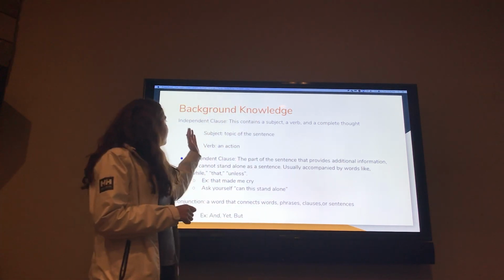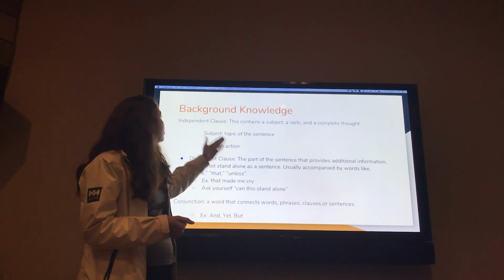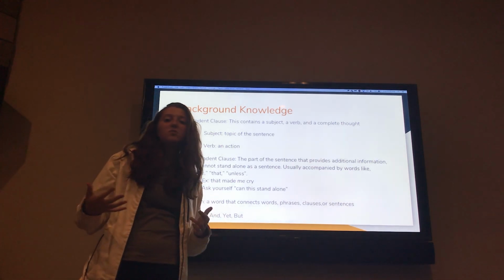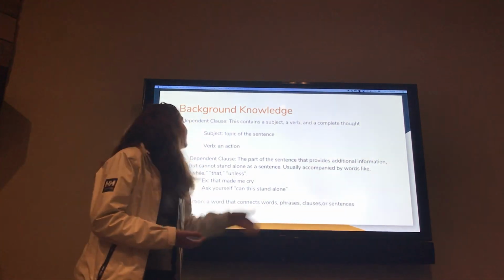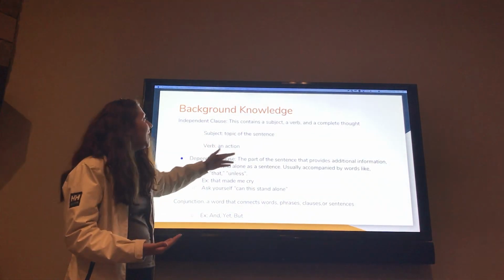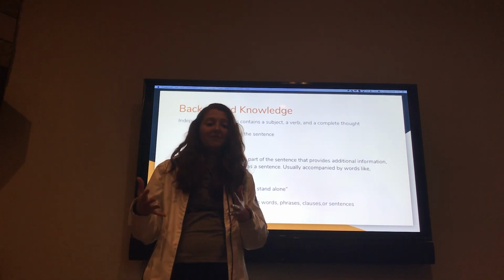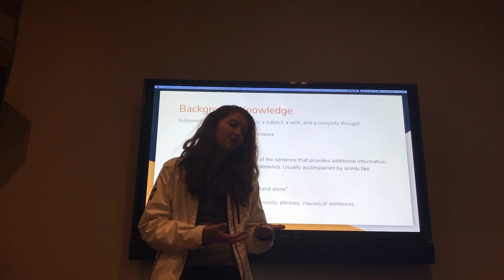So, to define subject, it's the topic of the sentence. Verb is an action. So, an example of an independent clause would be, she fell. The subject would be she. The verb or the action would be fell. And it's a complete thought because it's a sentence all on its own. She fell. That is an example of an independent clause.